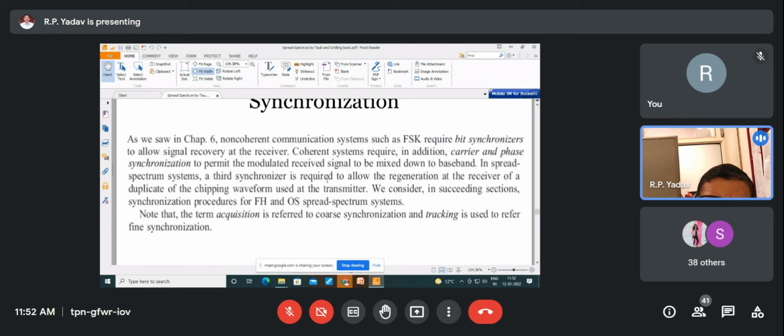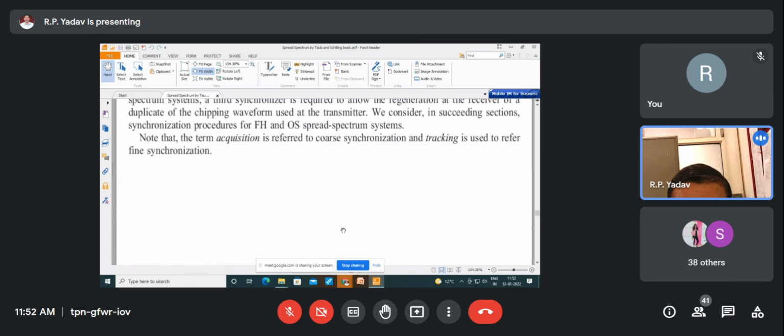In a spread spectrum system, a third synchronization is required to allow regeneration at the receiver of a duplicate of the chipping waveform used at the transmitter. We consider in the succeeding sections synchronization procedures for FH and DS spread spectrum systems. The term acquisition refers to coarse synchronization, and tracking refers to fine synchronization. So how do you track it and how do you make it fine?